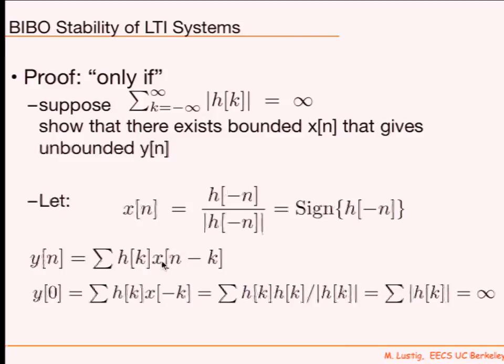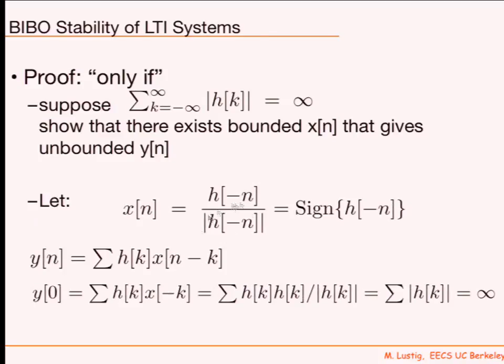Now, if you just evaluate that convolution at y equals 0, okay, we're just going to evaluate at one point. At y equals 0, n equals 0, so you've got h of k multiplied by x minus k. Now we can write this down as this function. So you've got h of k times h of k divided by the absolute value of h of k. All right? I'll let you digest it for a second.